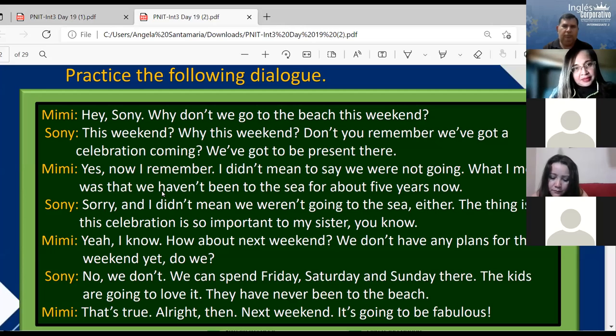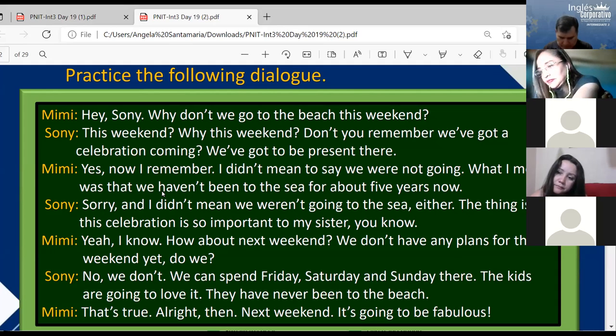This weekend. Why this weekend? Don't you remember we got a celebration coming? We want to be present there. Yes, I know. Now I remember. I didn't mean to say we were not going. What I meant was that we haven't been to the sea for about 5 years now. Sorry, I didn't mean we weren't going to the sea either. The thing is this celebration is so important to my sister, you know. Yeah, I know. How about next weekend?